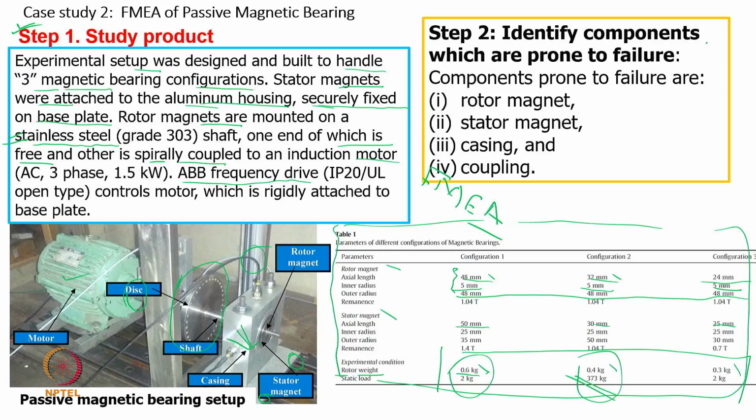Now, the second step is to identify components which are prone to failure. Which component will fail? First, the rotor magnet, which is mounted on a stainless steel shaft, has a possibility of failure. Second, the stator magnet may also fail. Then comes the casing in which the stator magnet is fixed; that casing may fail. And the whole magnetic bearing assembly is connected to the motor with a coupling, so there is a possibility of coupling failure. So, we identified rotor magnet failure, stator magnet failure, casing and coupling failures. These are the possible things.